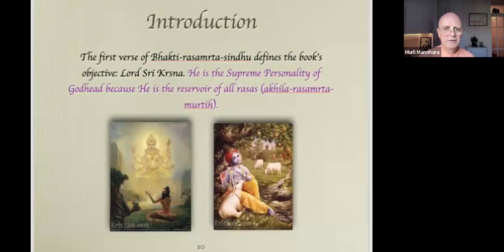Now, in the introduction, he mentions here that the first verse of Bhakti Rasamrita Sindhu defines the book's objective. Lord Krishna is the Supreme Personality of Godhead. He is the reservoir of all rasas, Akhila Rasamrita Murti. He is the full manifestation of unadulterated emotion, or rasa, with his devotees. We've covered that, and we're going to speak a little more about that later, just as an introductory slide.